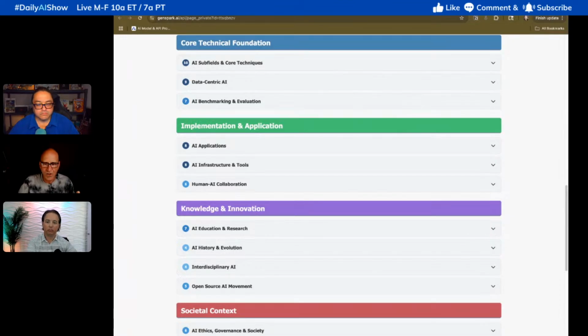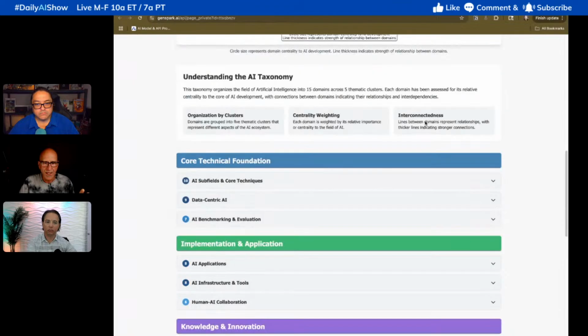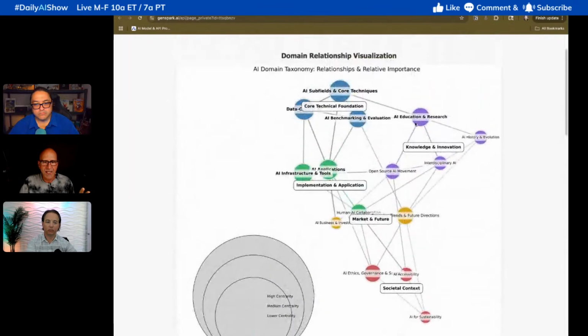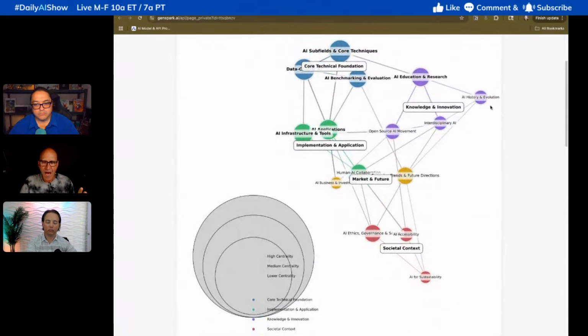And that's what I showed up here originally, right? This was the way it did it. It said, okay, of these 15, I'm going to organize them into these 5 clusters. And one of those clusters is the core technical foundation of AI.